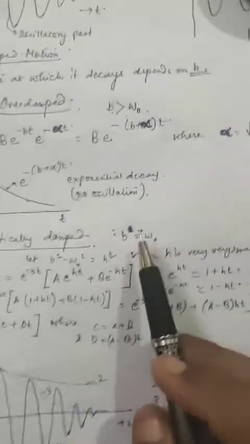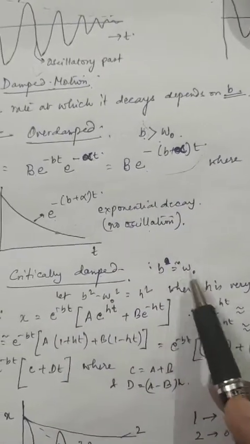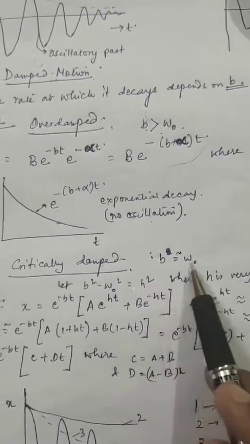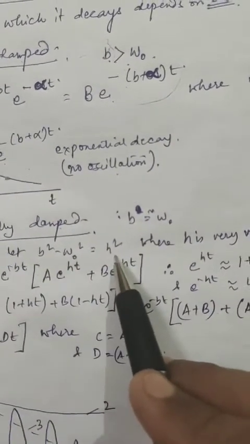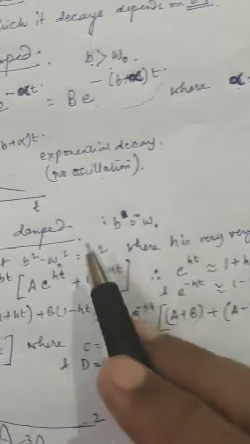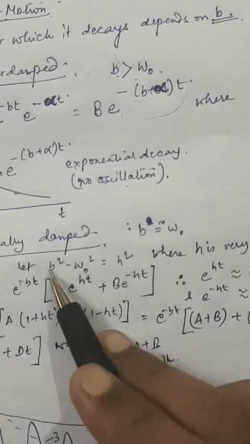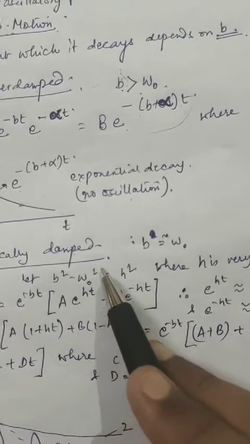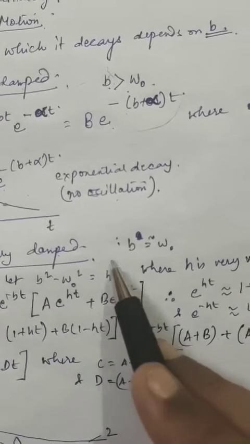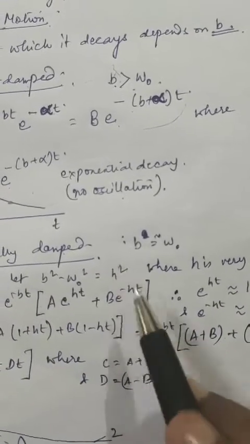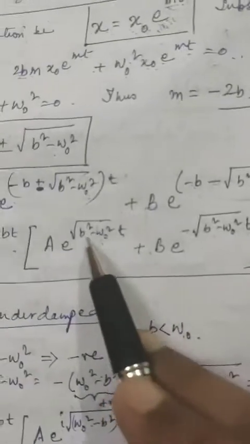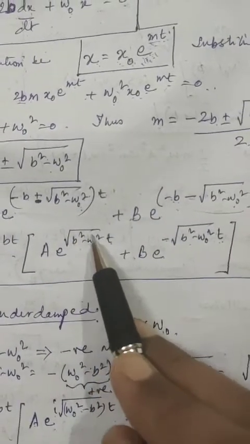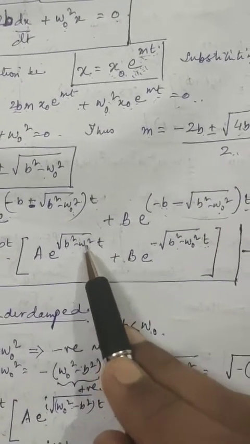So let's see what happens if b is very near to omega naught. Let's say these two are very much equal. Let us put b square minus omega naught square as h square, where h is a very, very small number. Since b and omega naught are very much the same, they differ by a very small amount. Let's say the difference is h square, and this h square is very, very small. So we can write b square minus omega naught square as h square, and if you take the square root, you will have h.